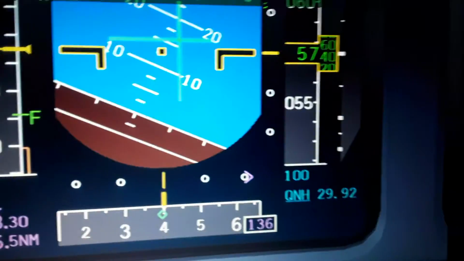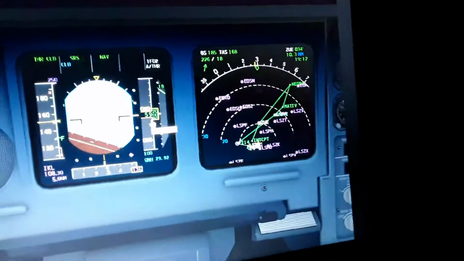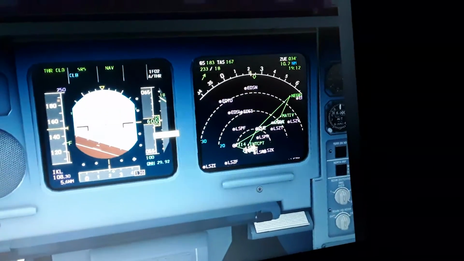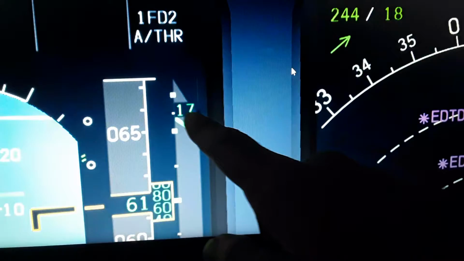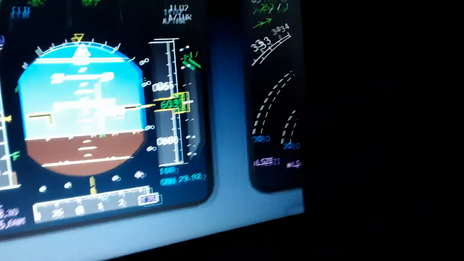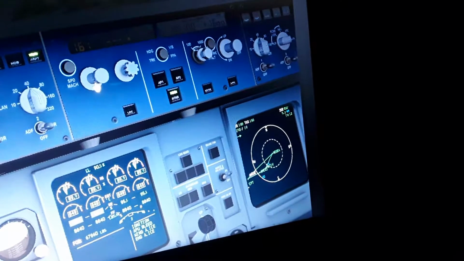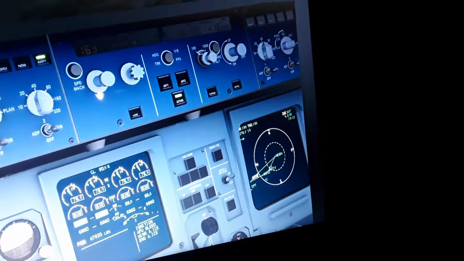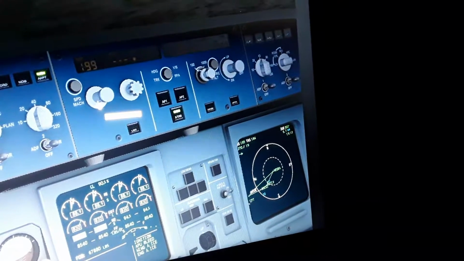Here we have the radio altimeter display. We don't have it right now because it's for less than 2,500 feet, if I remember well. Here is the rate of climb, which is 1,700 feet per minute right now. The airspeed is 155 knots. Maybe we need a little bit more airspeed, so I'm gonna use manual airspeed. Maybe 250 knots is okay right now.